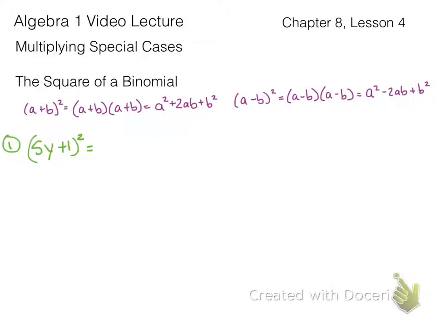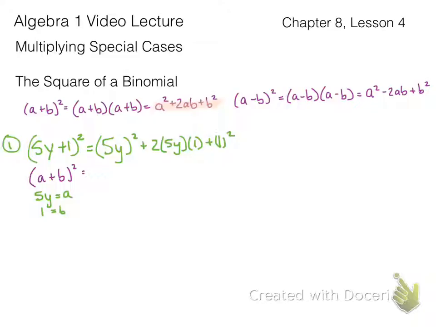So let's do an example problem. The first one's going to be (a + b) squared, all right? So we have something plus something squared. In this case, (5y + 1) squared. Well, the 5y is the a, the 1 is the b. And if you remember this shortcut up here, it needs to look like that. So we're going to take the a and we're going to square it. So that would be (5y) squared. All right? Then we're going to take 2 times a times b, which would be 2 times 5y times 1. And then we're going to take b squared, which was just 1, and square it.